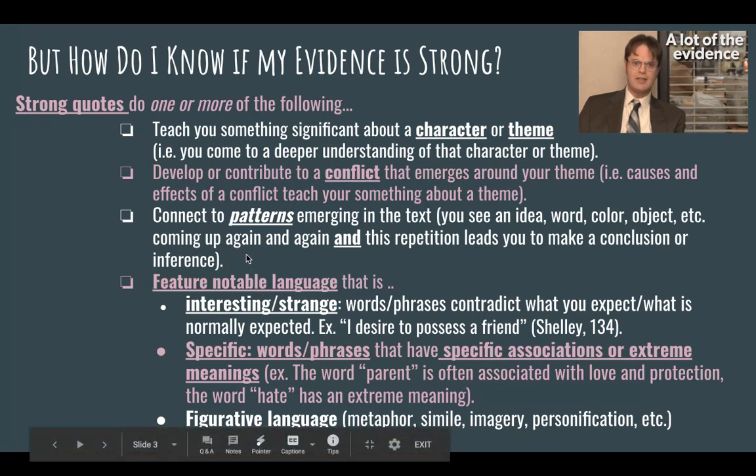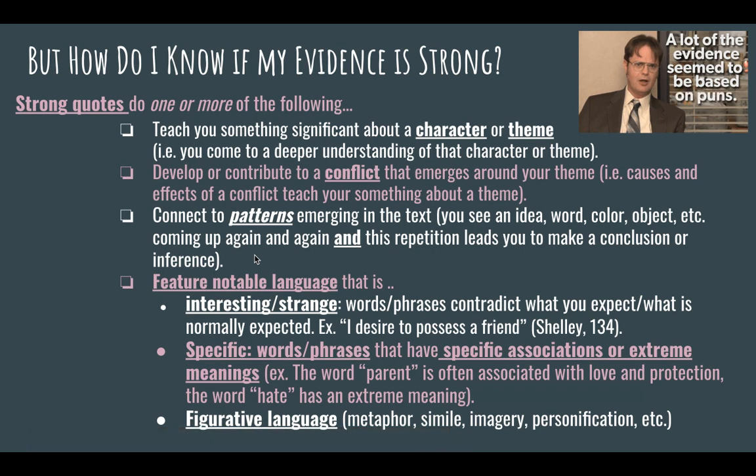Strong quotes could also connect to patterns emerging in a text. You might see a word, an idea, a color, an object coming up again and again, and this repetition may lead you to make a conclusion or an inference. And finally, strong quotes feature notable language that is interesting or strange. You want to look for words or phrases that contradict what you expect or what is normally expected.